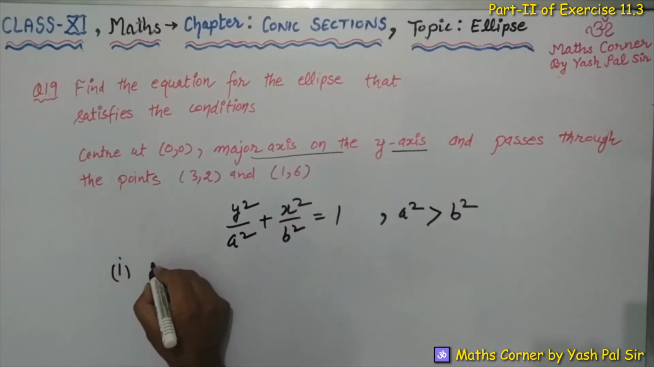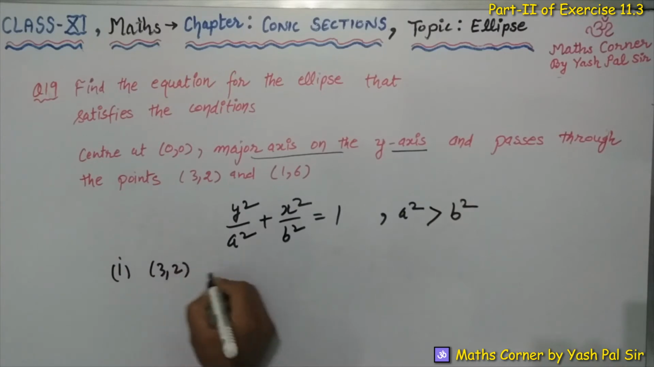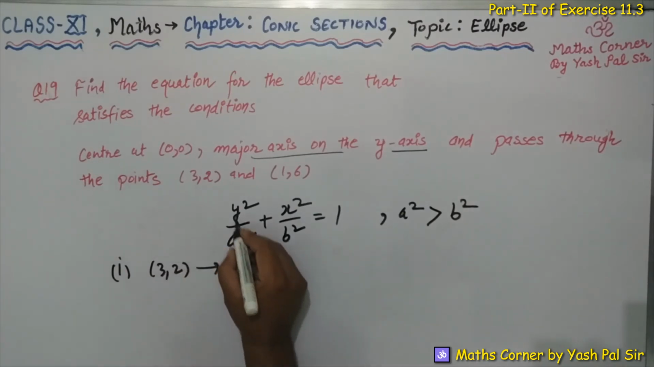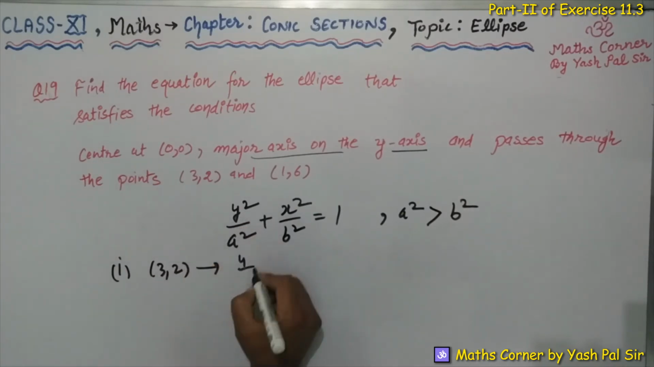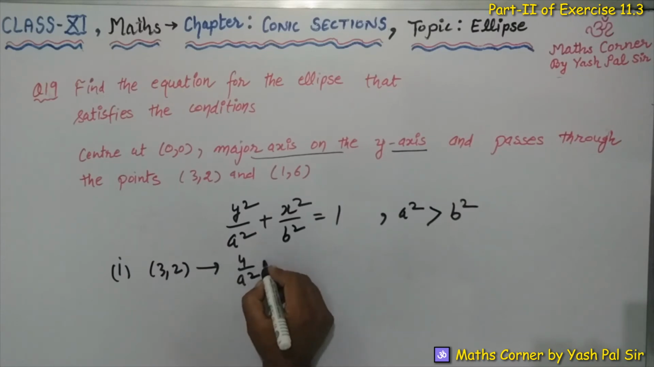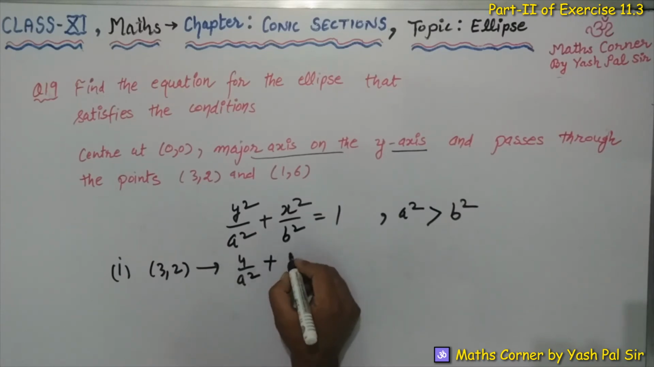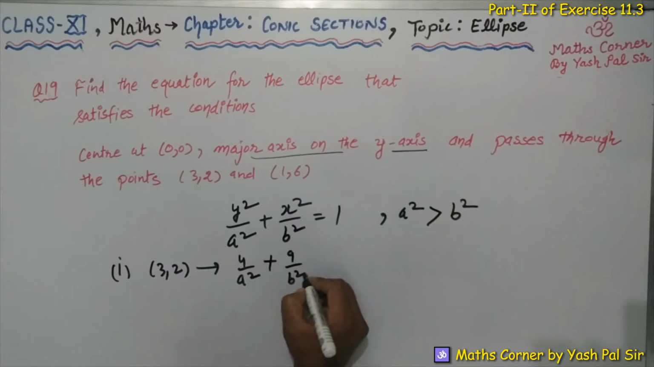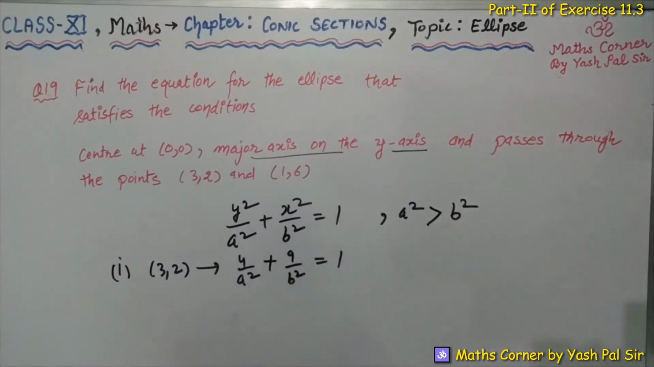So first of all we put 3, 2. So this equation becomes 4 upon a square plus 9 upon b square is equal to 1.